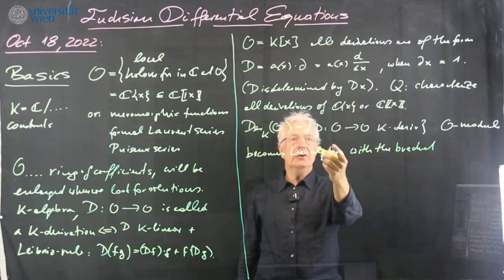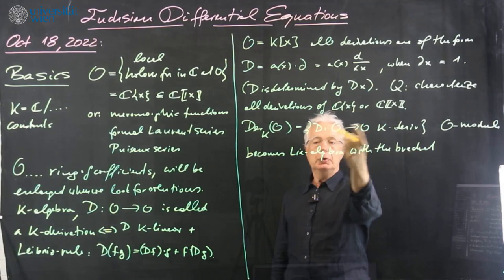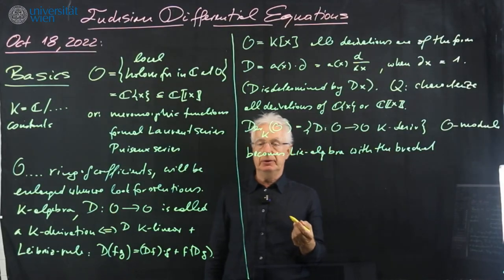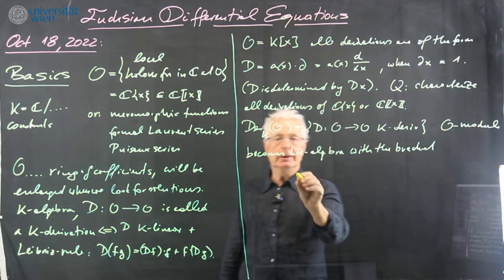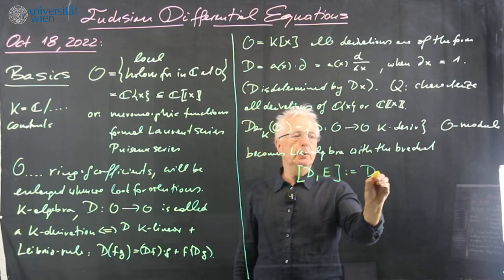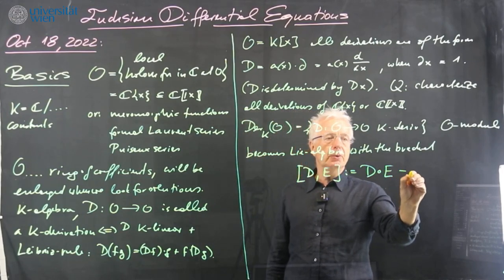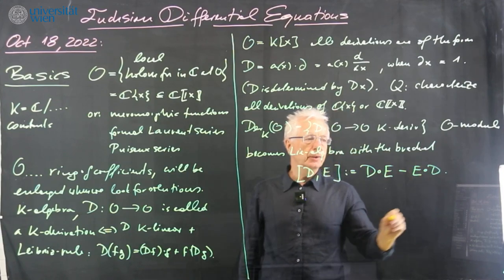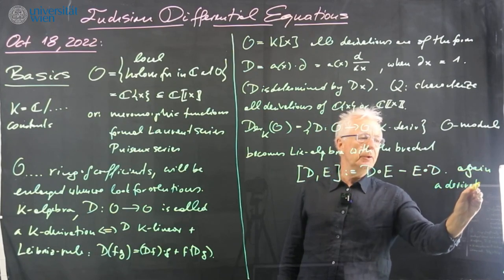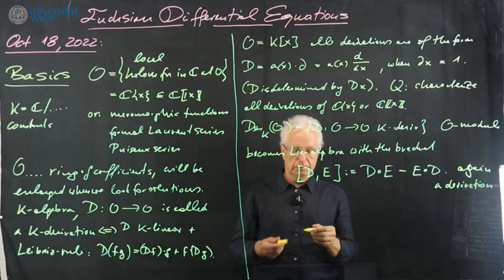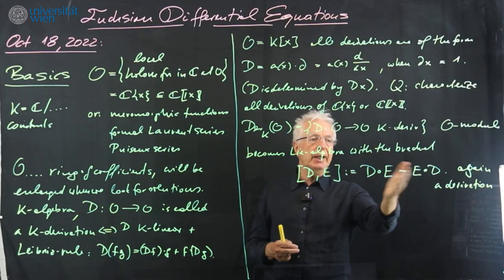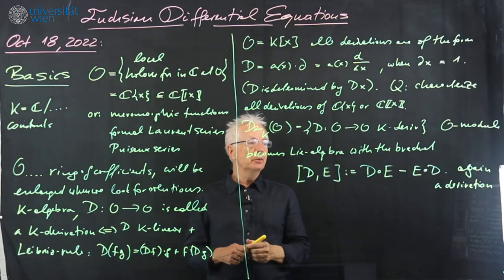So when D, a derivation, is a map from O to O, you may compose two derivations. Now, the composition of two derivations is no longer a derivation, as is easily seen, but you can take the bracket, which is defined as follows: [D, E] is D composed with E, and then in the opposite order, E composed with D. And this is, again, a derivation, which is easy to prove, and you just check it, because in principle the composition would give you second order derivatives, but they cancel because they commute. Okay, so this is again a derivation.